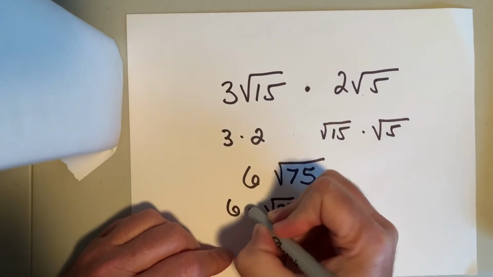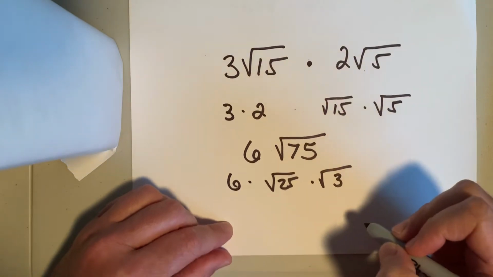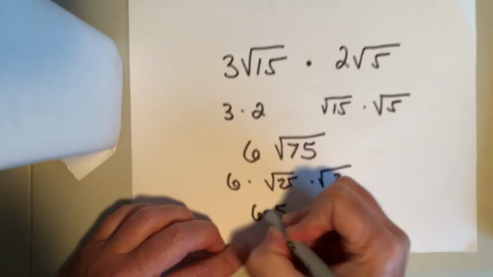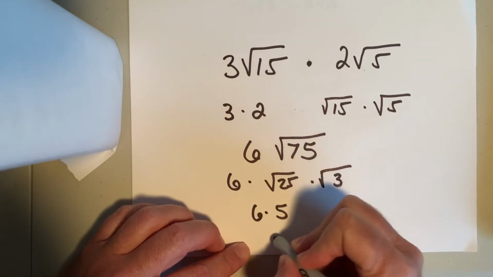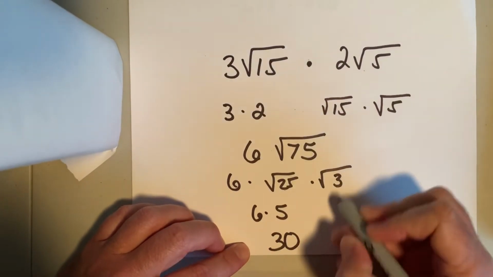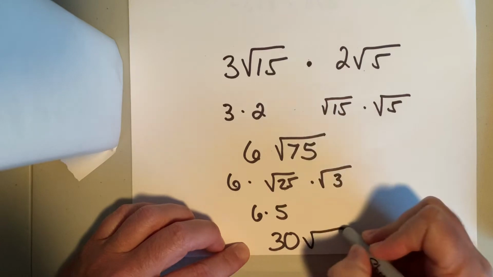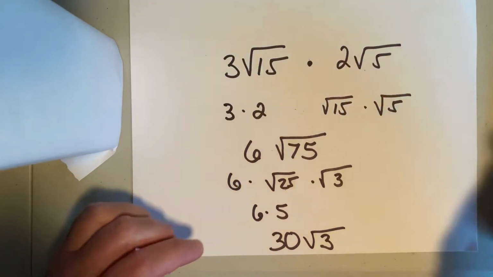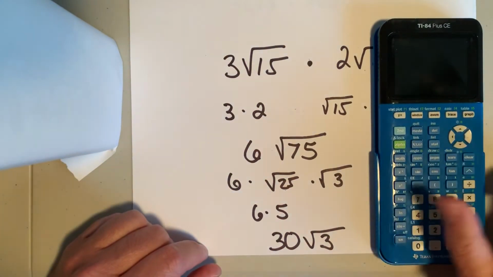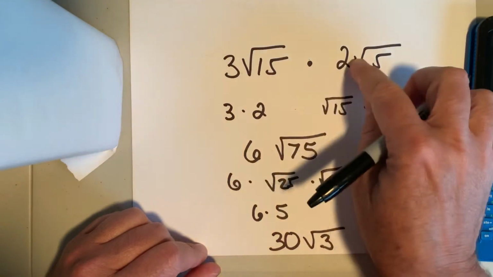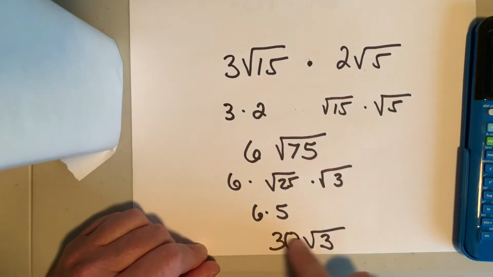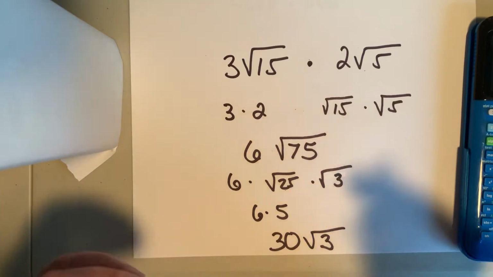But don't forget about our 6. And then at this point, do the work. Radical 25 is 5. So 6 times 5, well, that's going to end up being 30. And our radical 3, again, just comes down. So again, I would encourage you to use your calculator to check this. You might just type this in, get an answer. Type this in, get the same answer. Type this in, which is ultimately what we're trying to get to for your answer, the final answer.